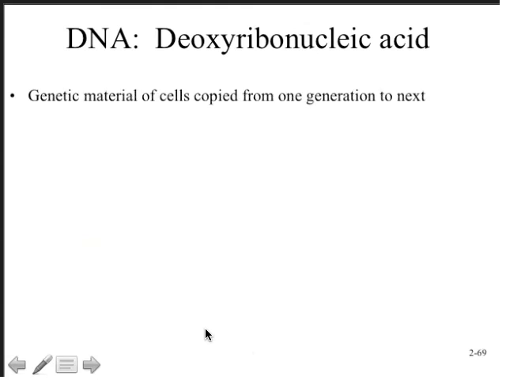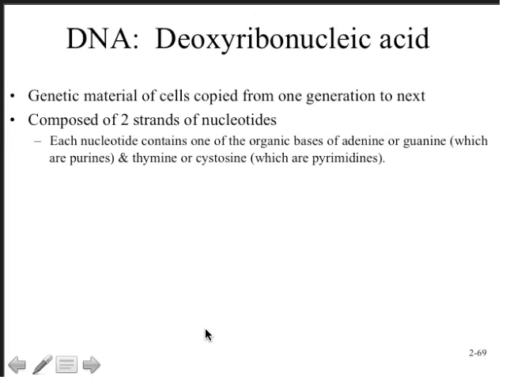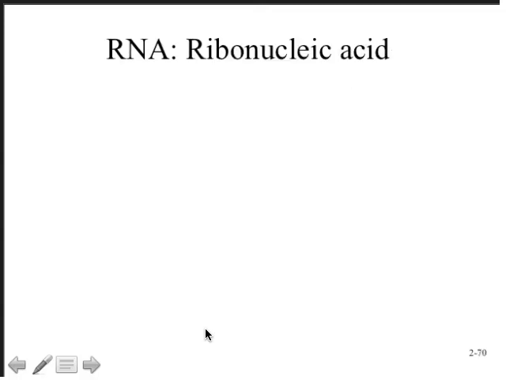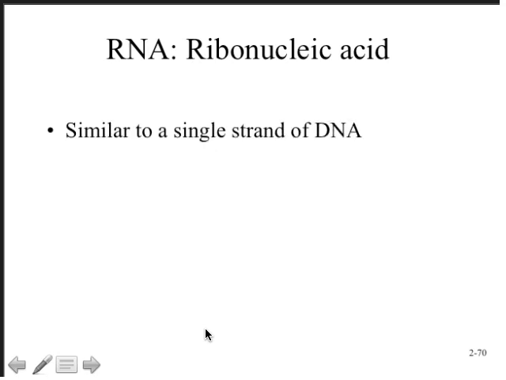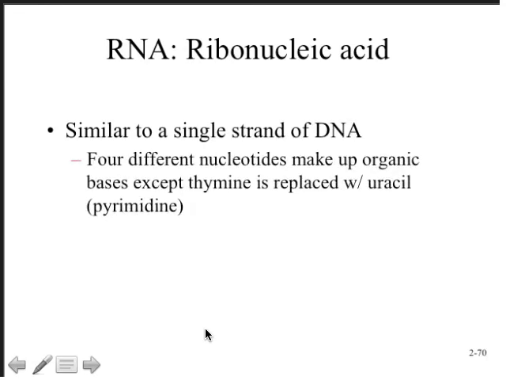So DNA is the genetic material of cells. It's copied from one generation to the next. It's made up of two strands of nucleotides that run in opposite directions from each other, so they're said to be anti-parallel. Each nucleotide contains one of the organic bases of adenine or guanine, which are the purines, and thymine or cytosine, which are called the pyrimidines. RNA is similar to a single strand of DNA, but it's got 4 different nucleotides that make up the organic bases.